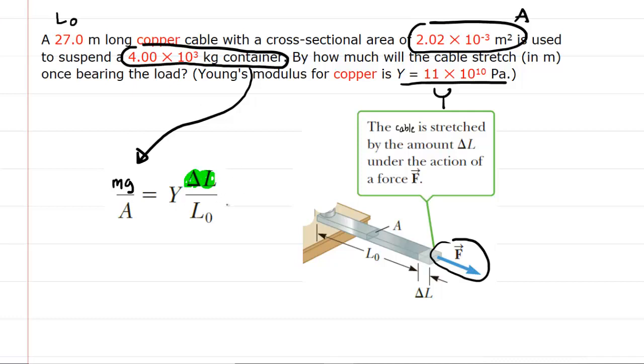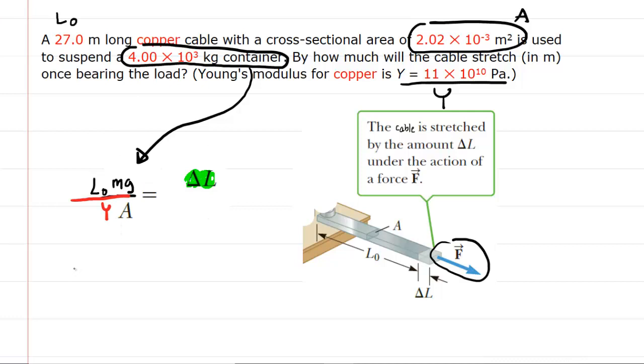We just need to algebraically manipulate this equation. Let's multiply both sides by the original length, and maybe extend this little fraction here. Then the original lengths will cancel out on the right-hand side, and we are left with Y times delta L. We'll divide both sides of the equation by Y. Over on this side, when you divide by Y, it's going to end up in the denominator. So now we can see that the change in length is equal to the quantity at the left.